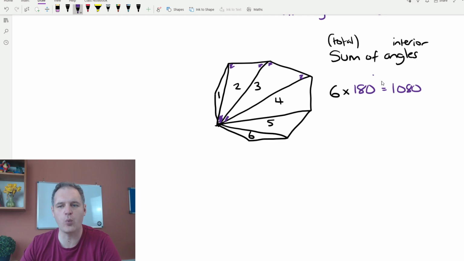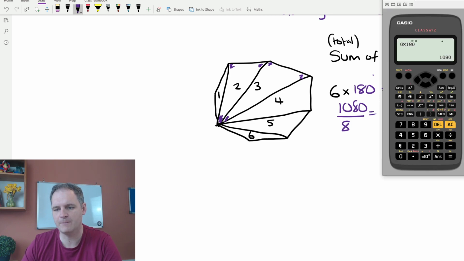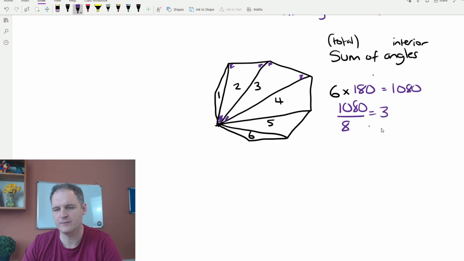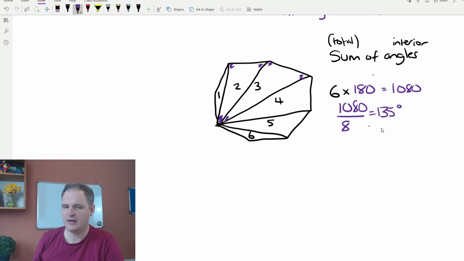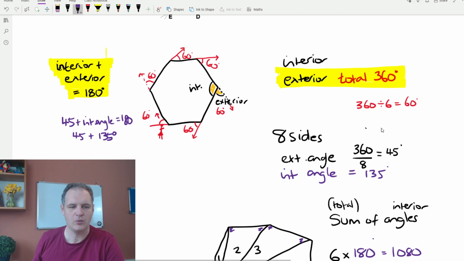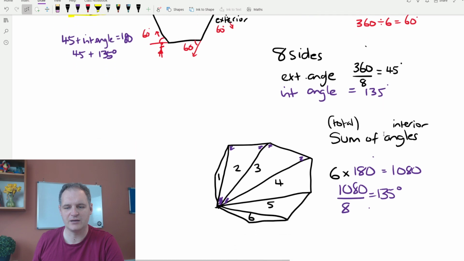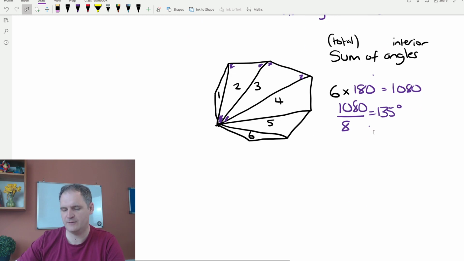But if we wanted to find one angle, then we would do 1080 divided by, well, there's 8 angles. So 1080 divided by 8 is 135 degrees. Which I think, if we scroll back up, was what we had when it was 45 degrees earlier. So you can see there's 2 ways to go about this. The reason this is useful, however, is for the third angle fact.